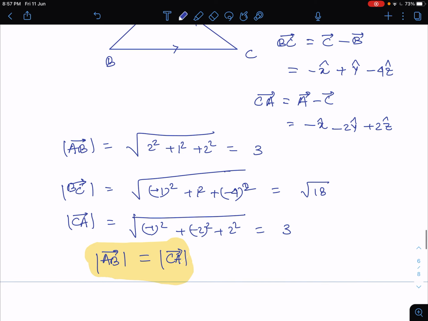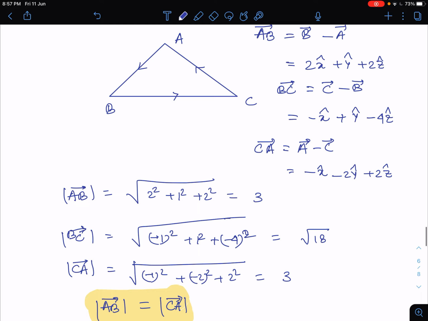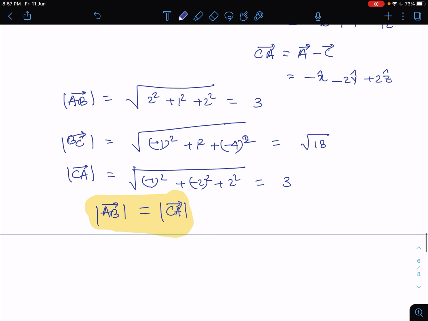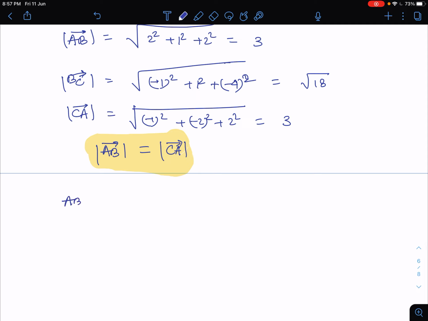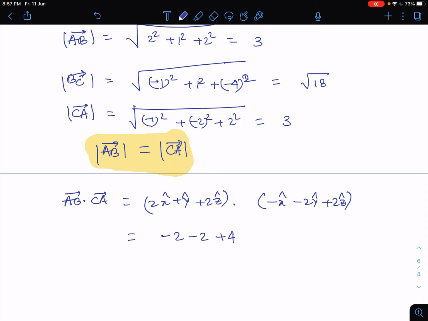So now let us look whether it is right angled or not. How do you determine whether the triangle is right angled or not? You need to take the dot product between sides. So if you take the dot product of AB and CA, this is nothing but 2x plus y plus 2z dot minus x minus 2y plus 2z, that is minus 2 plus 4, that is 0. So AB is at right angle to CA.